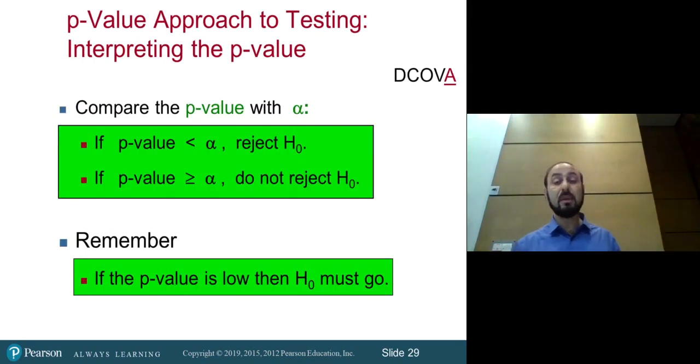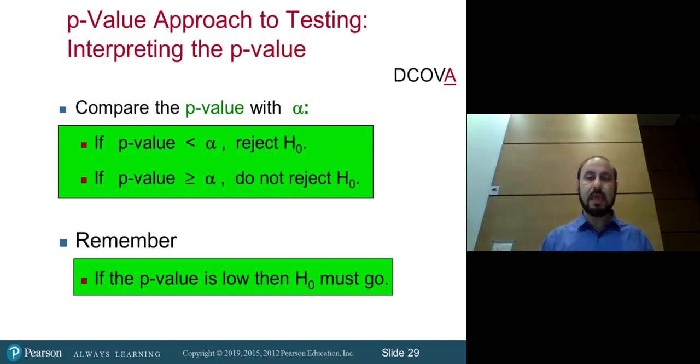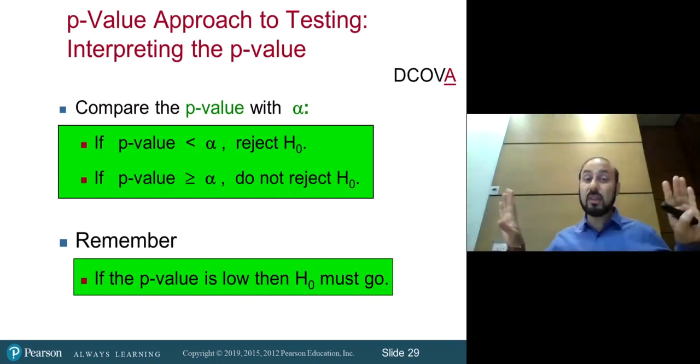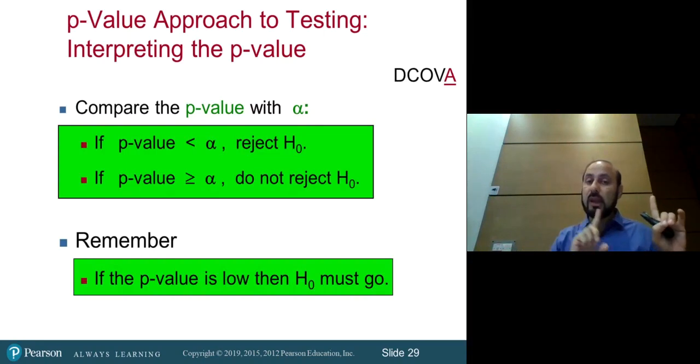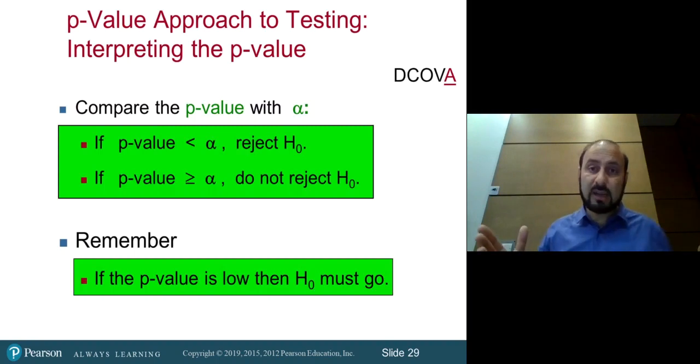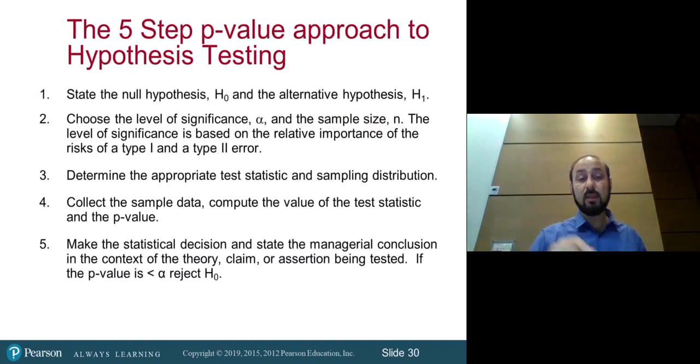Let's say we compare the p value with alpha, and alpha is 0.05. If we find the p value less than 0.05, of course we have to reject the null hypothesis and accept the alternative hypothesis. Remember, if the p value is low, then H0 must go. So getting a p value less than 0.05 is the one that can help us decide about our null hypothesis acceptance or rejection.